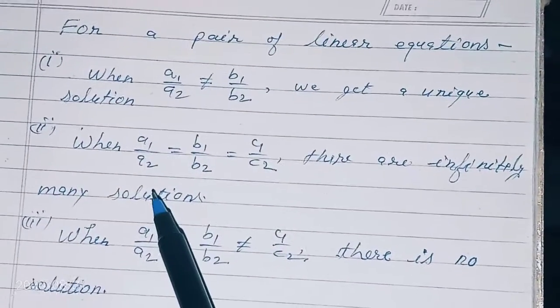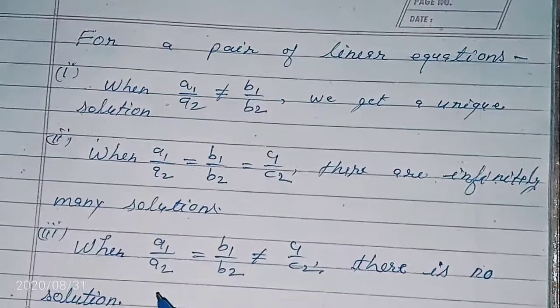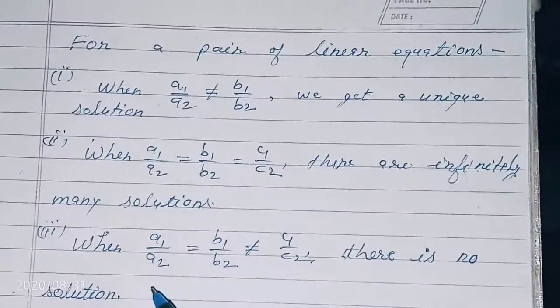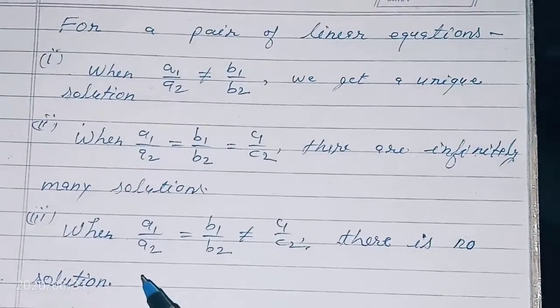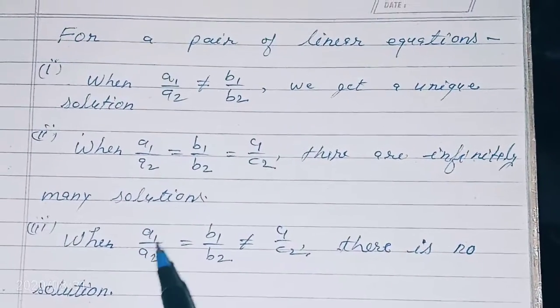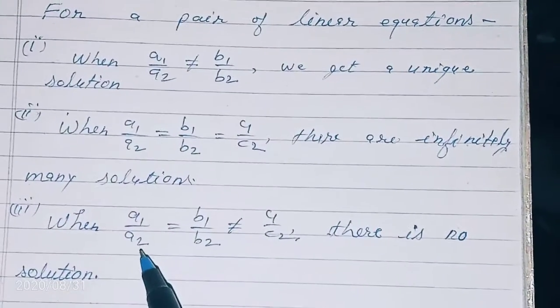Exercise 3.4 has been completed, and after that comes the cross multiplication method. Cross multiplication is not in your course now. This method has been reduced. This will not come in your examination.